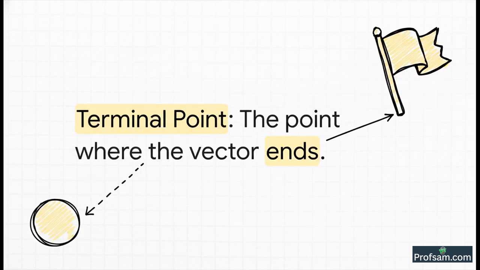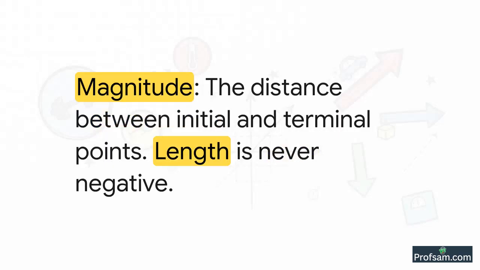And if there's a starting point, there has to be an ending point. Makes sense. This is called the terminal point. It's simply the destination, the place where your player's move ends. And what about the length of that move? Well, the straight line distance between the initial point and the terminal point is the vector's magnitude. It's just the length of your move. And just remember, distance can never be negative, so the magnitude is always a positive value.